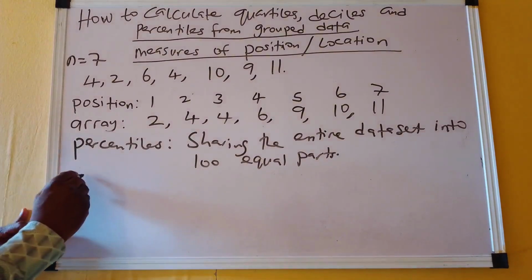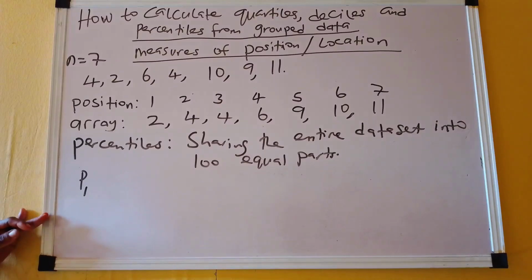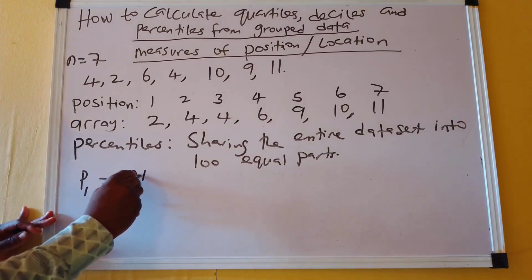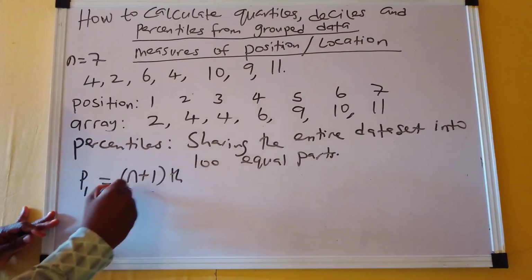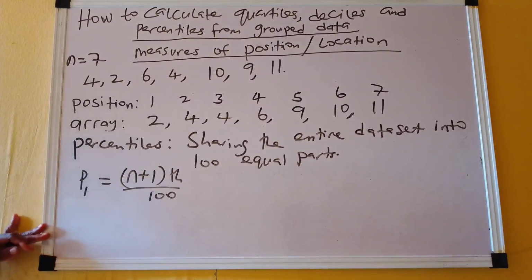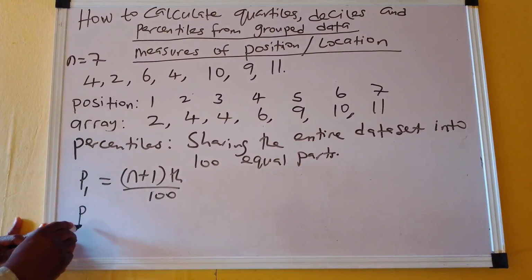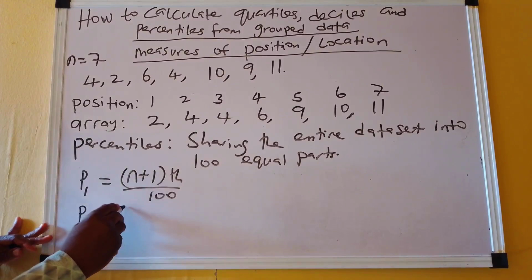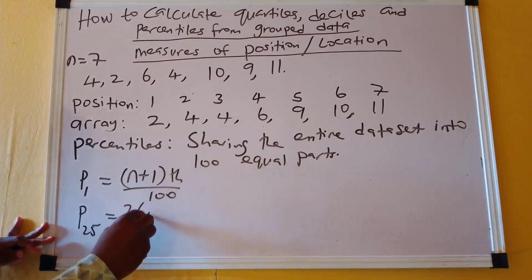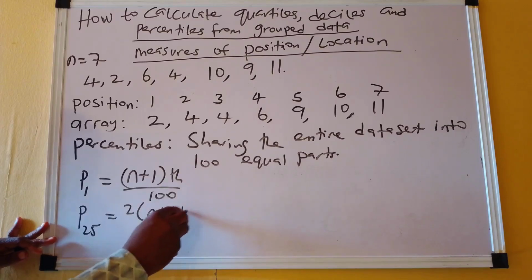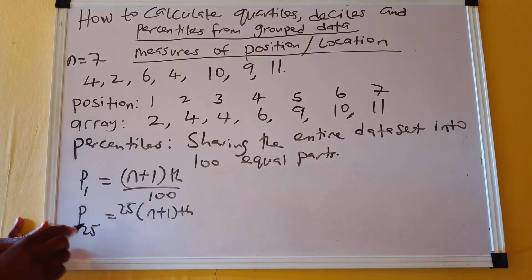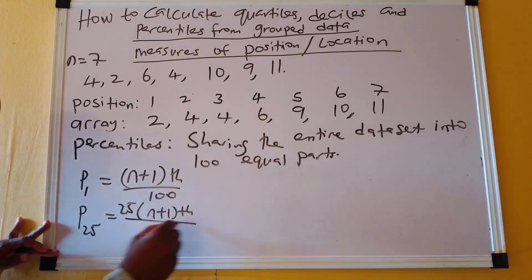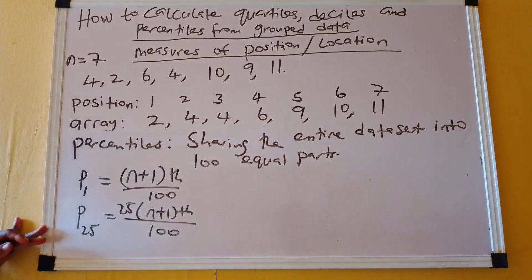Now, for instance, if I want to get my P1, that's the first percentile, this is simply (n plus 1) item all over 100. If I want to get P25, it will be equal to 25 into (n plus 1) all over 100. That is the 25th percentile.